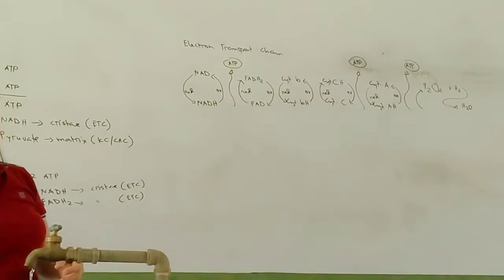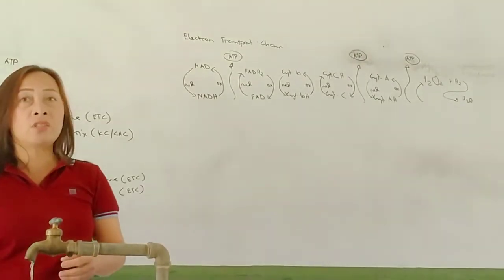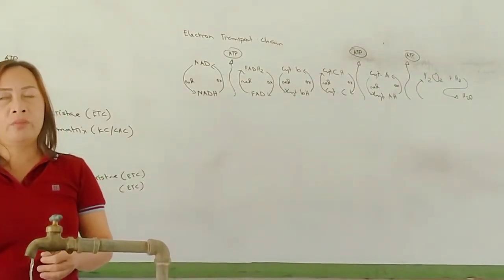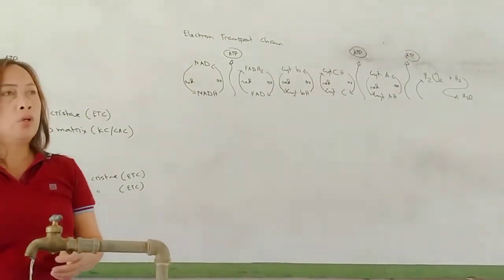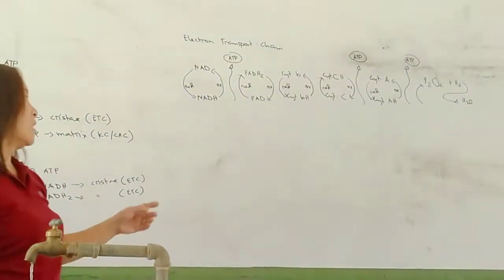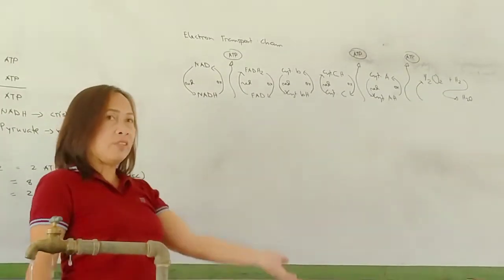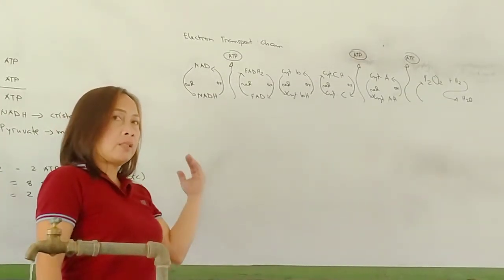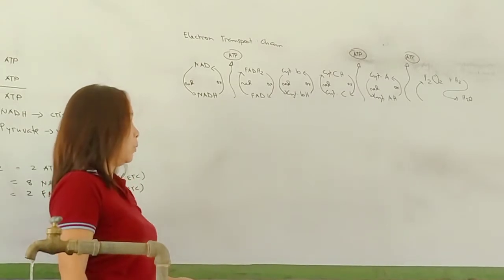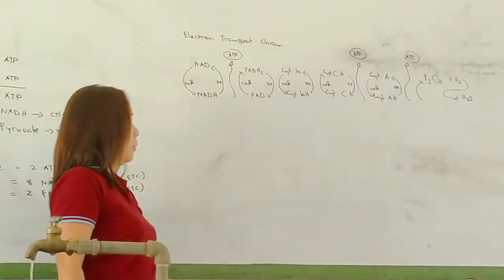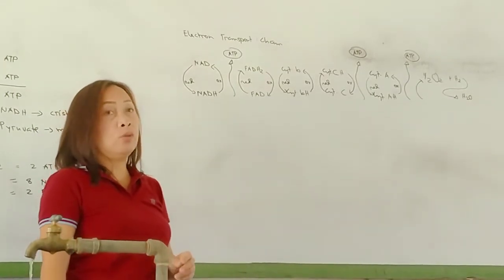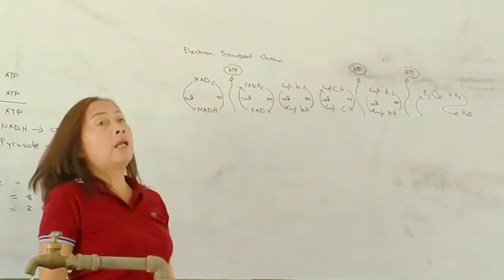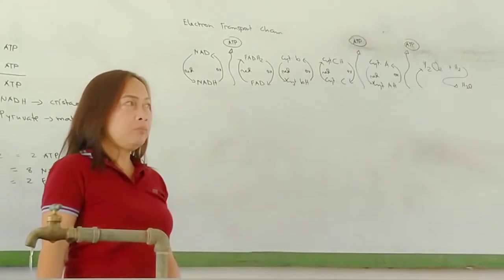Now, this is what we call oxidative phosphorylation. This means to say there is what we call addition of phosphate. There is ATP generation. We will see how many ATPs were produced for one NADH and one FADH2 that pass through this electron transfer chain.